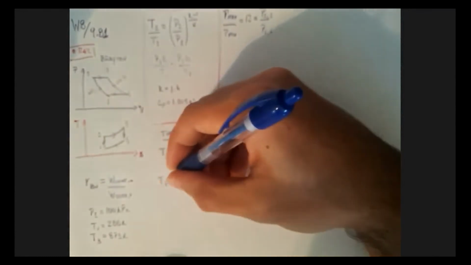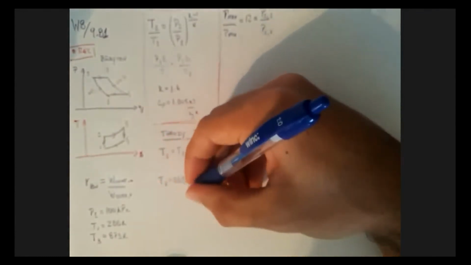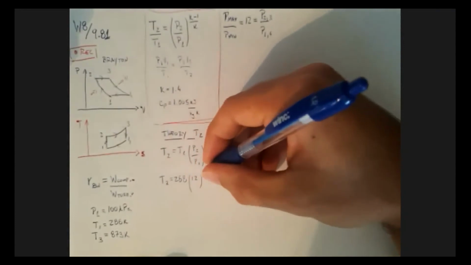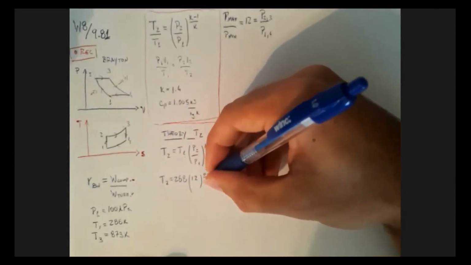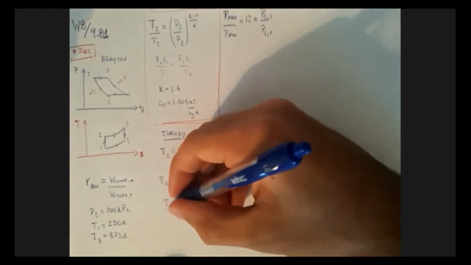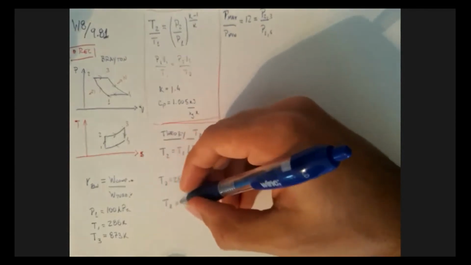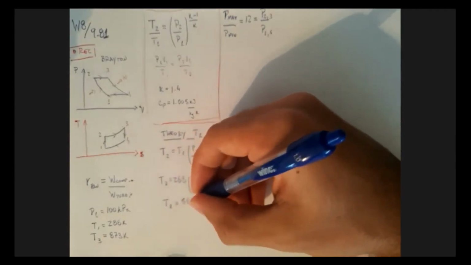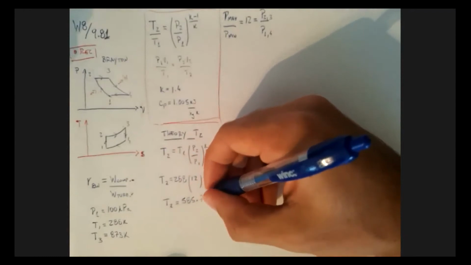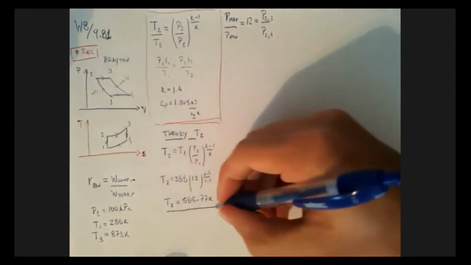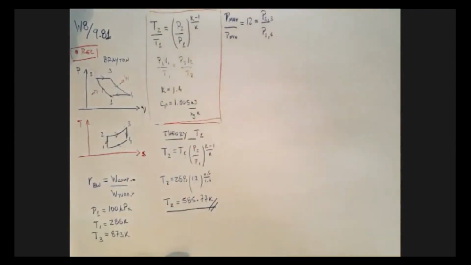So T2 equals 288 times 12 to the 0.4 divided by 1.4. So T2 is 585.77 Kelvin. Okay, so this is what happens in theory.